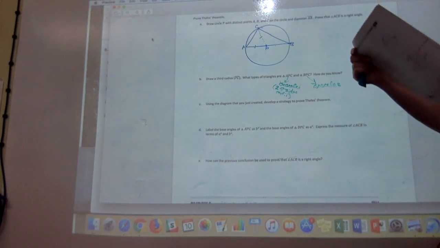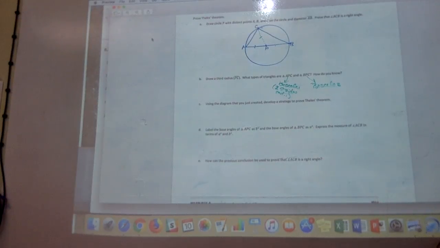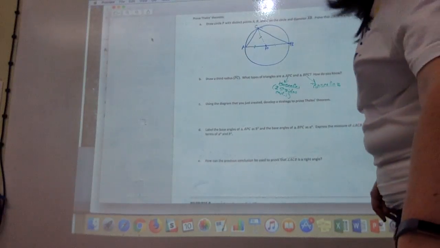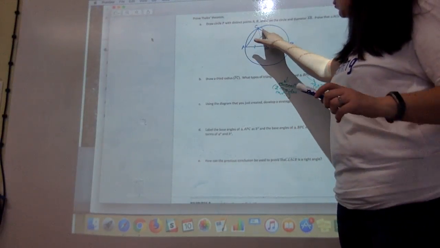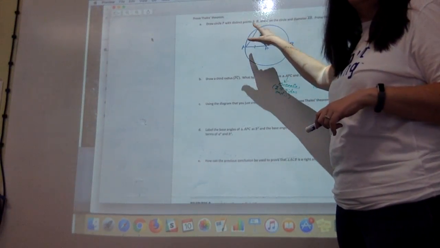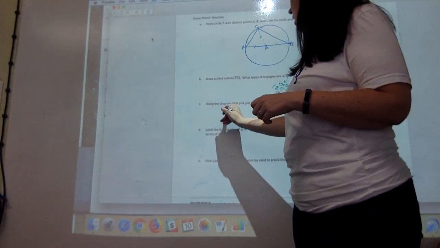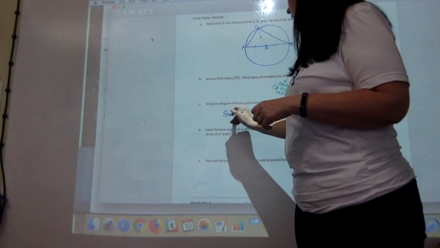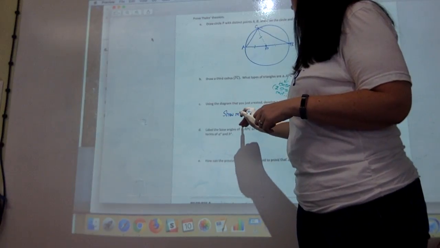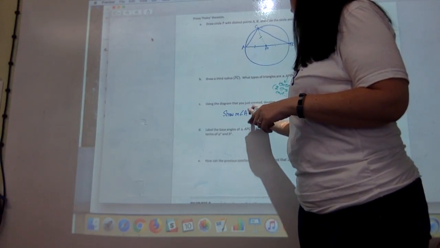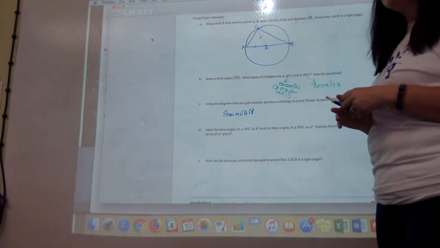Okay, so now it says use the diagram that we created to prove Thales' theorem. In order to prove that, I'm trying to get angle C to be what kind of an angle? A right angle. So then that means that I need to show that the measure of angle ACP, everybody see which angle that is? Yep.